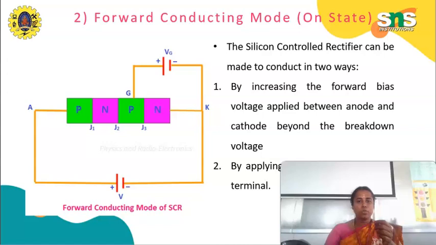Next is the forward conducting state. Here the anode P is connected to the positive supply and the cathode N is connected to the negative supply, and the intermediate P forming the gate is also given a positive voltage, plus and minus. This is the gate voltage.